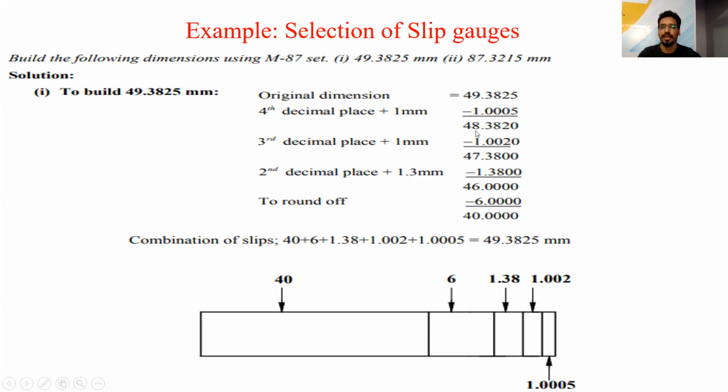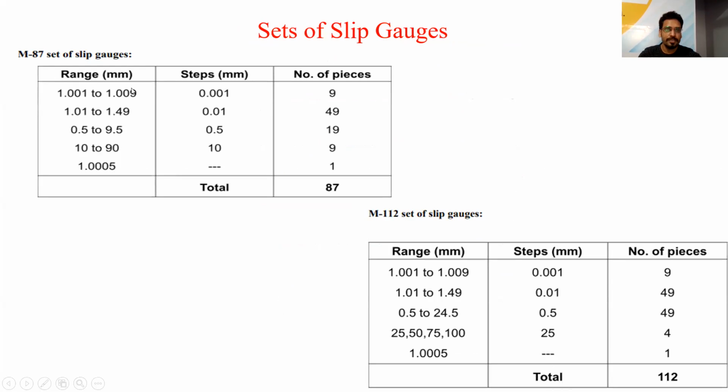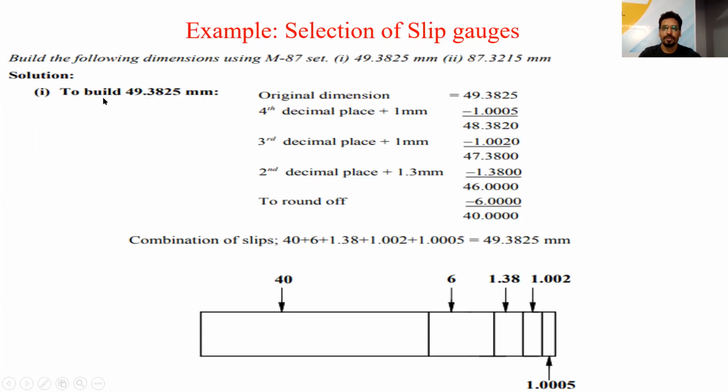We will get 48.3820. Now again taking the right digit of the decimal, we can say that the minimum value is 1.002 mm. This is also present in M87, where from this range there is a slip gauge of 1.002 mm. So we subtract 1.002 mm from this dimension. So we will get 47.3800.